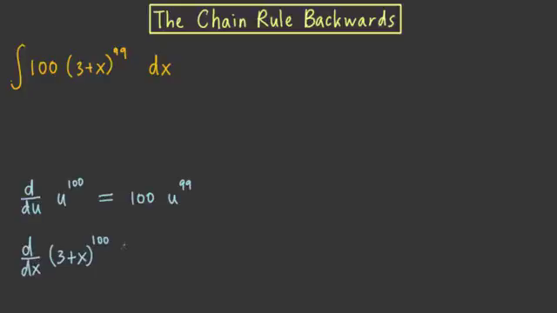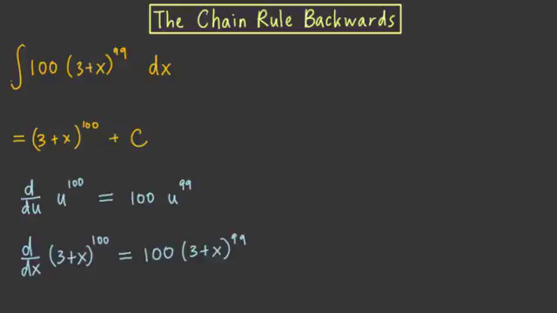Using the chain rule, we get 100 times (3 plus x) to the 99th power times the derivative of 3 plus x, which is just 1. So indeed our guess was correct. The integral is (3 plus x) to the 100th plus c. Let's look at another example.